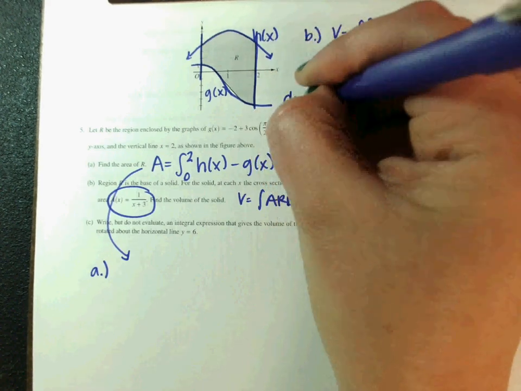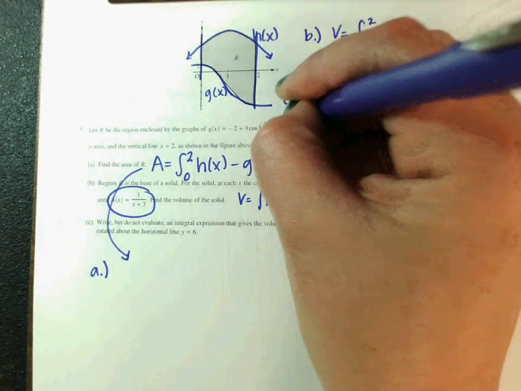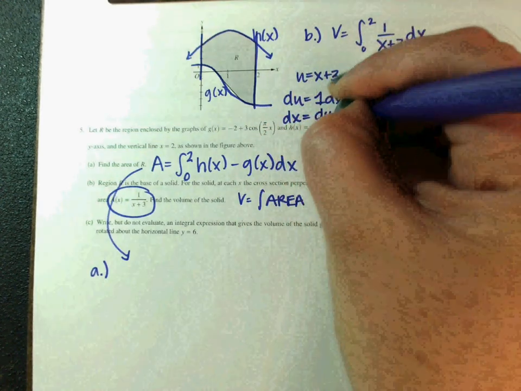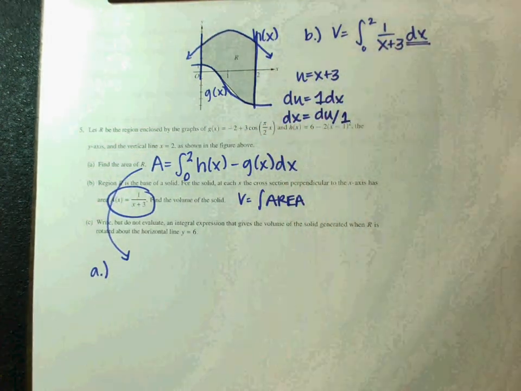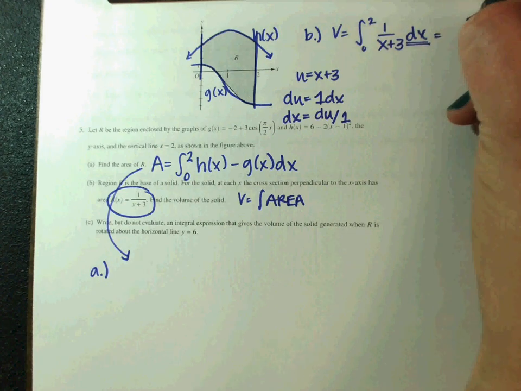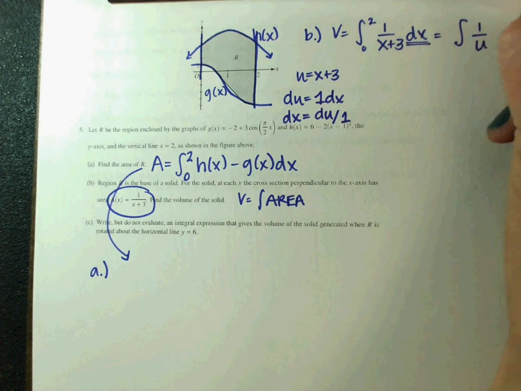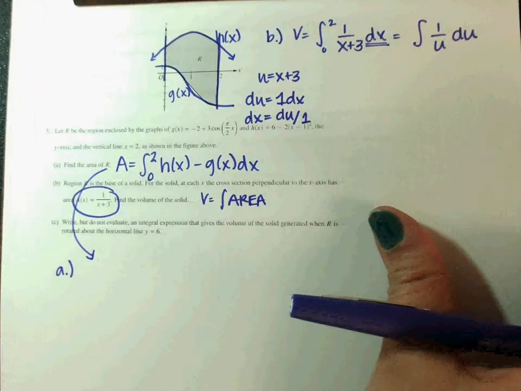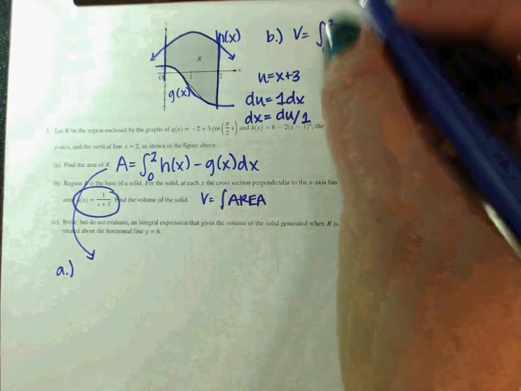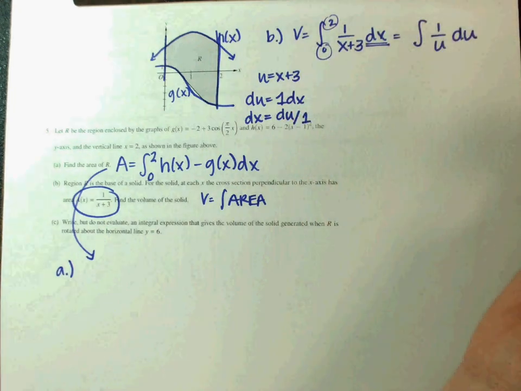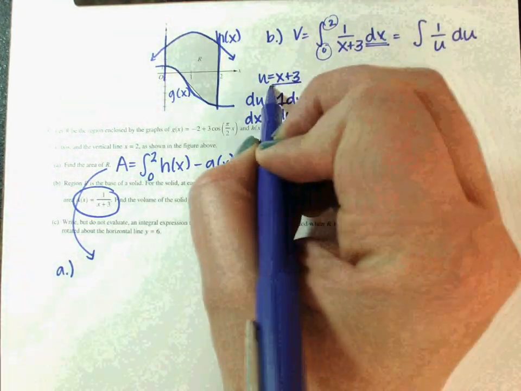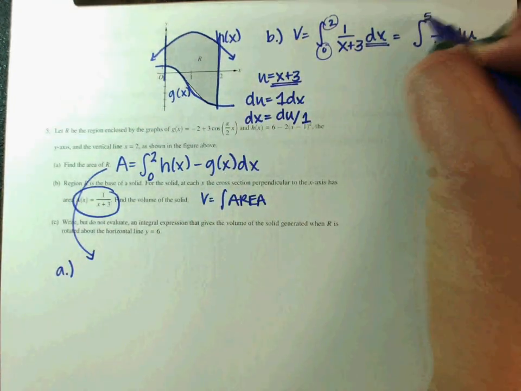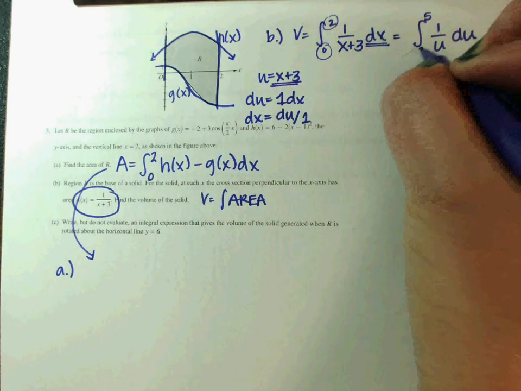That means that my du is 1 dx, which means that dx is du over 1. So when I rewrite my integral here, it's going to be the integral of 1 over u du. Now you can put the over 1 on it if you want to, but you don't have to. Then remember that my endpoints are going to have to change, so if it's a 2 and a 0, I'm plugging those in here. 2 plus 3 is 5, 0 plus 3 is 3.